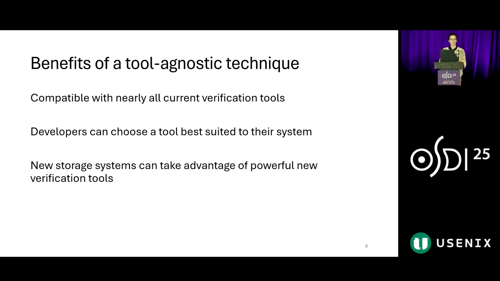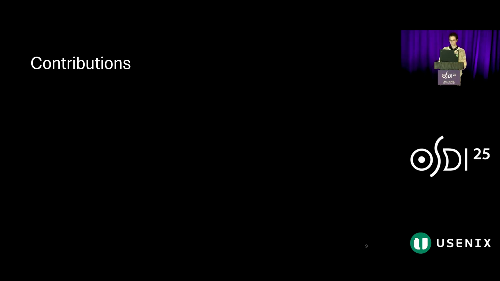And a tool-agnostic technique would have a lot of significant benefits. It would be compatible with nearly all current verification tools, so developers that wanted to build a crash-consistent and verified storage system would be able to choose the tool that's best suited to their system, rather than one of the ones that has this set of features that prior work has required. It also means that as new verification tools come out and improve on the state of the art, we can continue to use these techniques and take advantage of these powerful new tools.